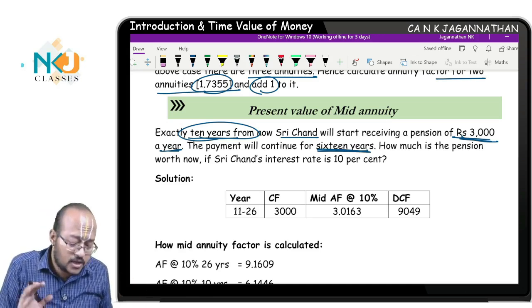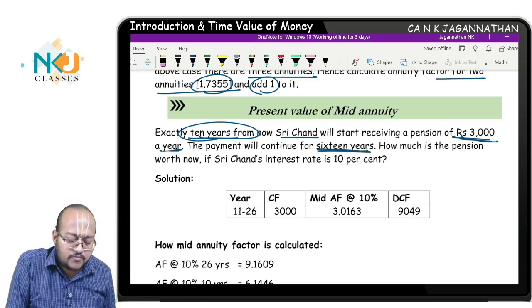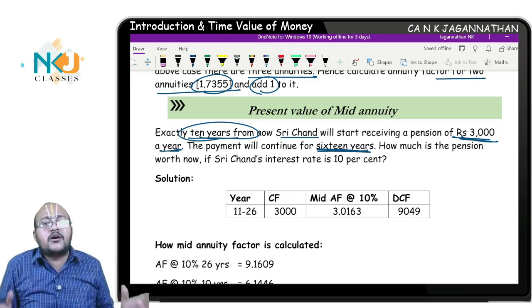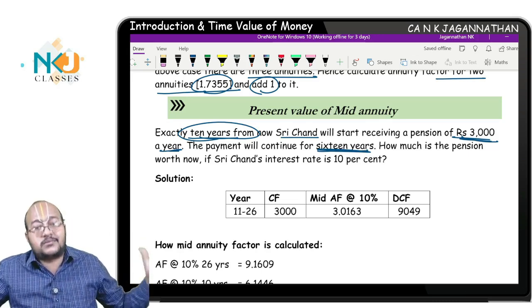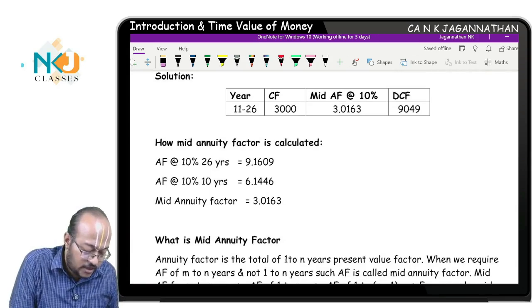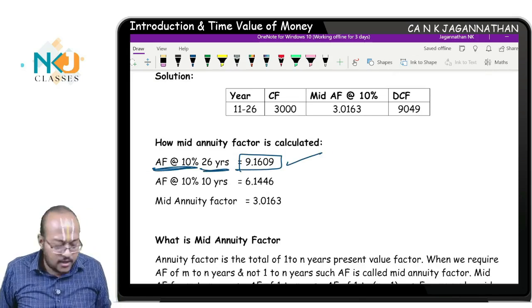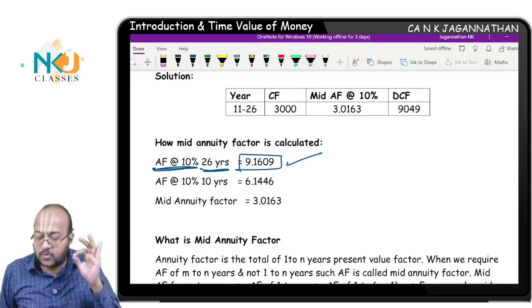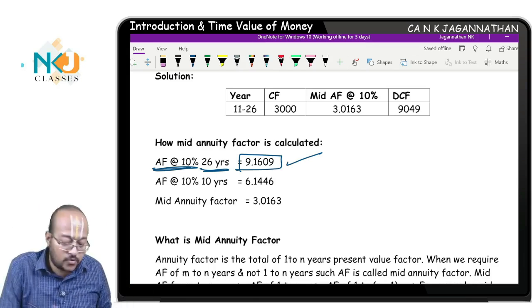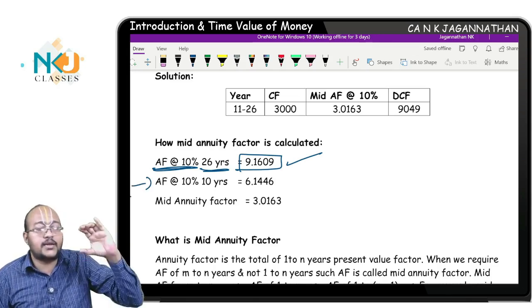So how to find the present value of these? Very simple. In this case the cash flow occurs between the 11th and 26th year, and you want to bring it to year 0. What you will do is find the present value annuity factor for the longer period, 26 years, at 10%. How to find it? Take your calculator: 1 divided by 1.1, press equals 26 times, and then press GT, the grand total, and you will get 9.1609 as the number.